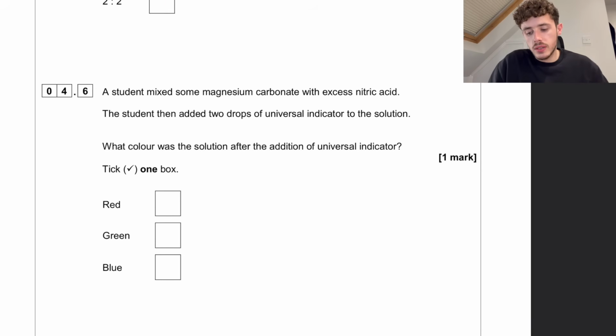4.6. A student mixed some magnesium carbonate with excess nitric acid. The student then added 2 drops of universal indicator to the solution. What colour was the solution after the addition of the universal indicator?